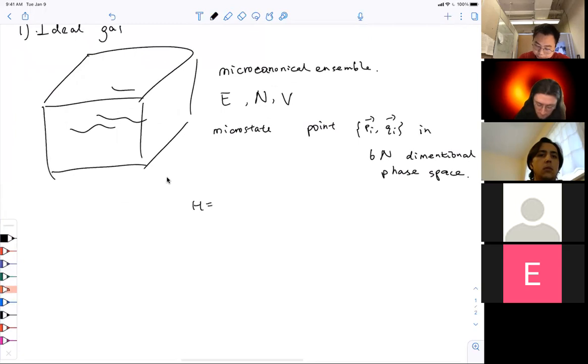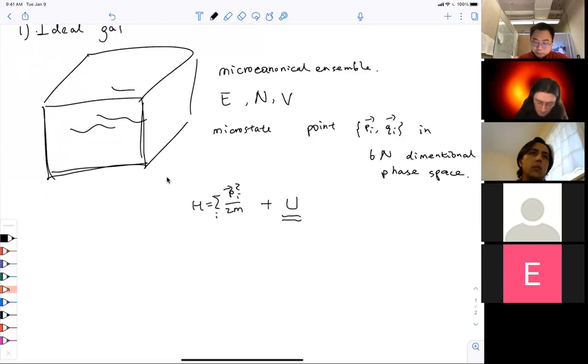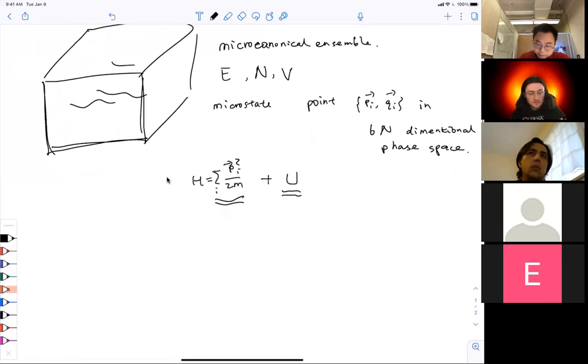And the Hamiltonian is like this, p squared divided by 2m. Of course, there's a potential corresponding to the box, which will confine all the particles inside this box. But we usually just say, okay, this kinetic energy part. So what we want to do is to work out the total number of microstates corresponding to this macrostate, E, N, and V.